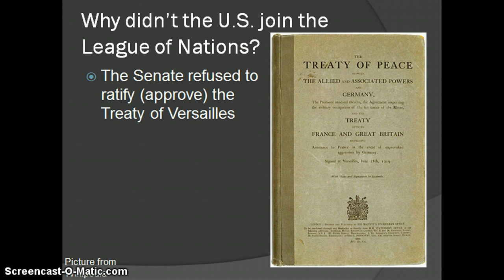And so Wilson, in a way, failed at solving the peace. The League of Nations ends up falling apart because the United States didn't join in. And we are setting the stage right here for World War II.